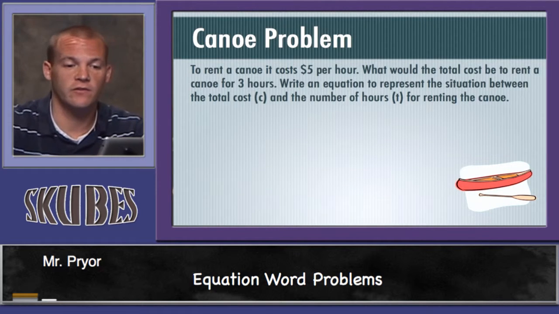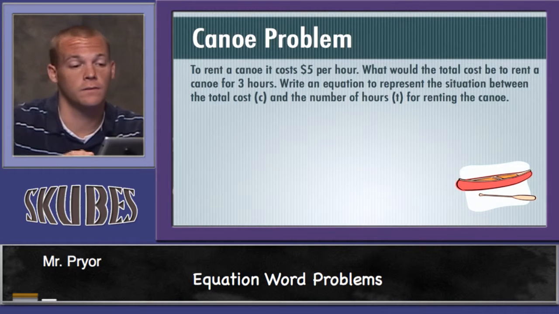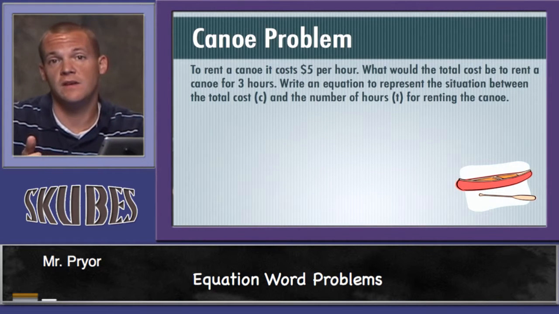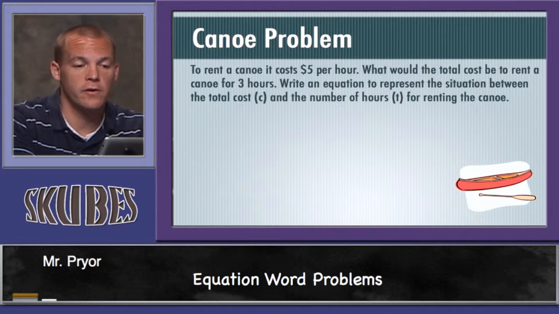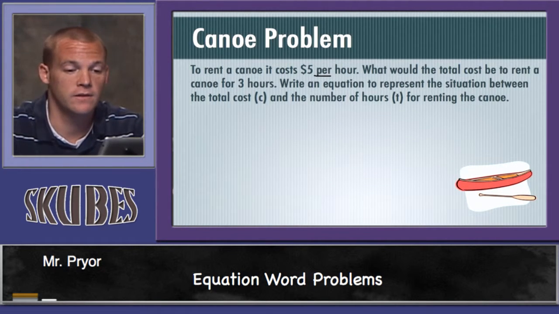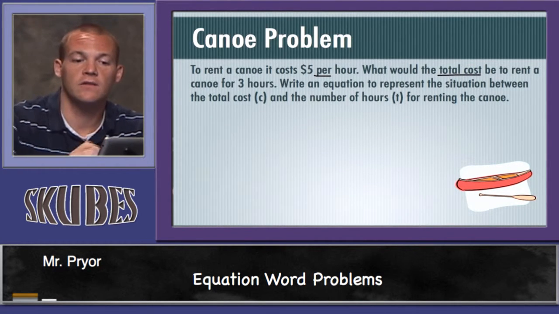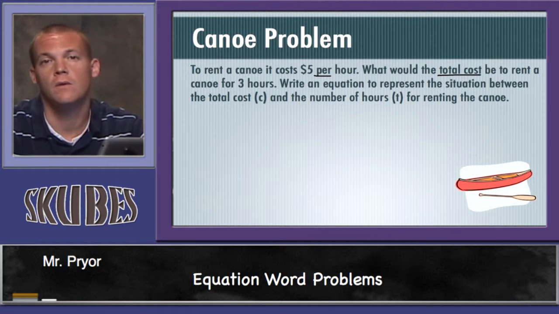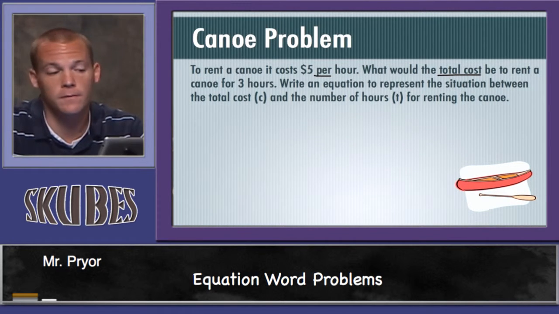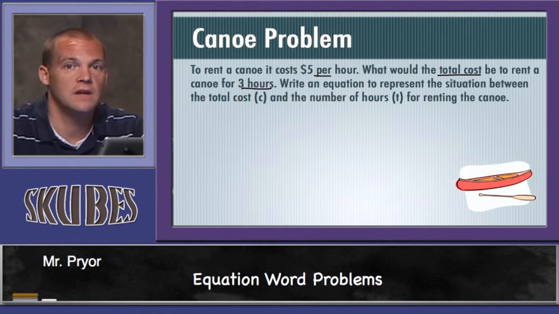Write an equation to represent the situation between the total cost and the number of hours, t, for renting the canoe. So in this case, a couple of key terms here that they're using. Per, okay? Per is a word that they use to denote multiplication. So that means we're going to be using some type of multiplication here. Another key term that they use here is total cost. Total cost is always going to be what we consider to be a dependent variable, okay? And then hours. Hours is always going to be your independent variable.